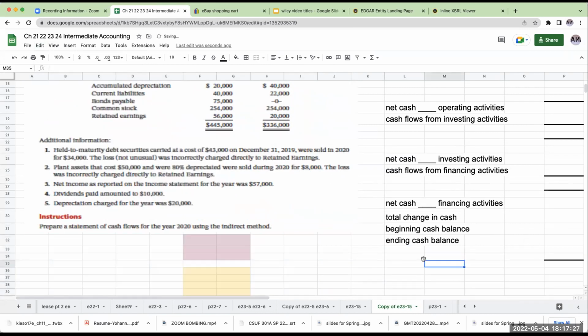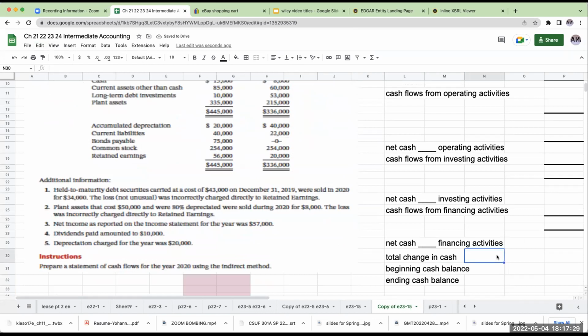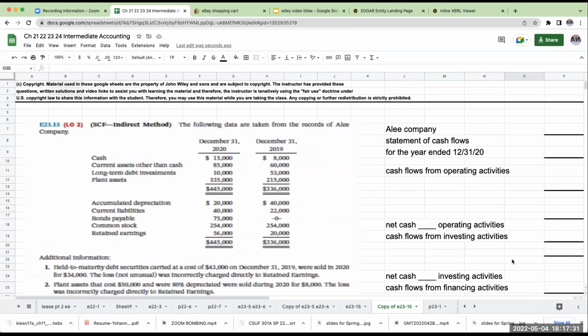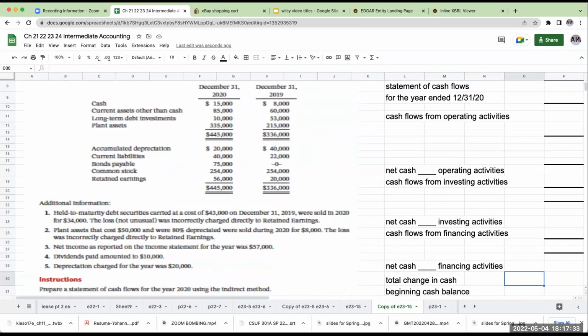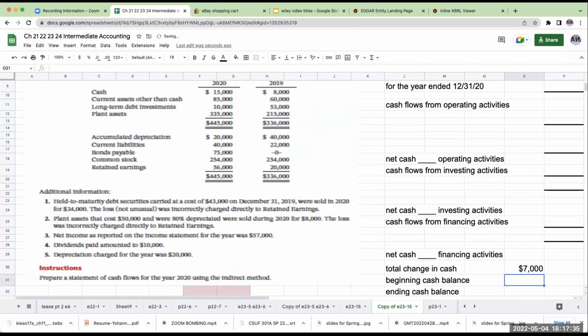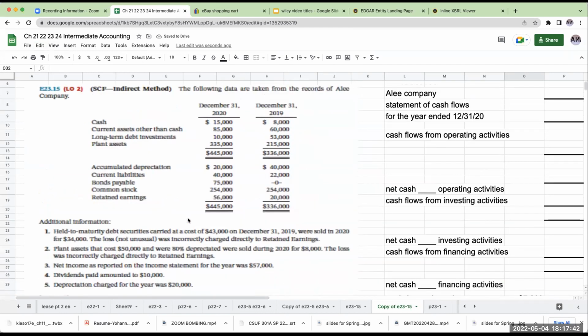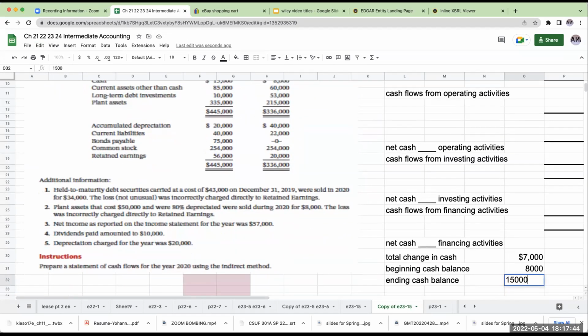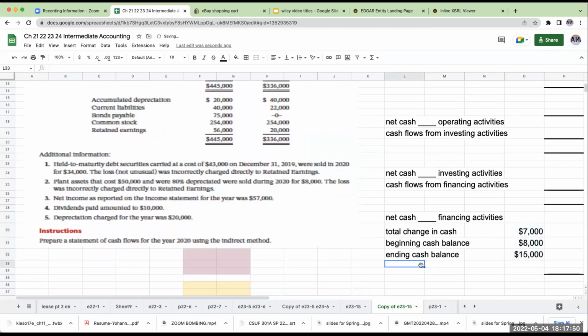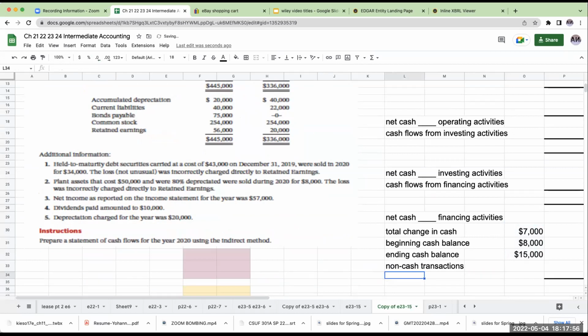Okay, so my total change in cash for this particular question is 7,000. My beginning cash balance was 8,000 and my ending cash balance was 15,000. And then down here I would also want to have something for non-cash transactions, and we'll go from there.